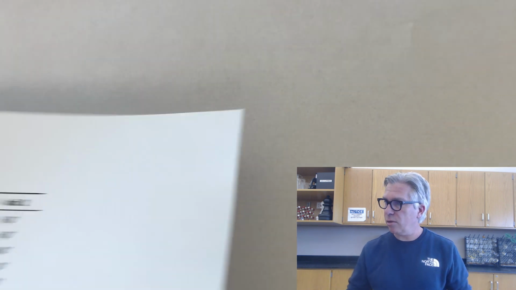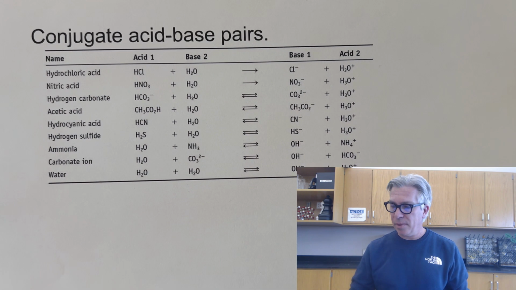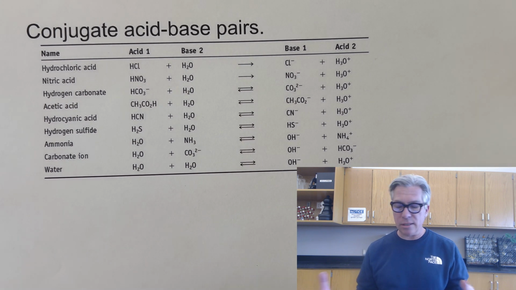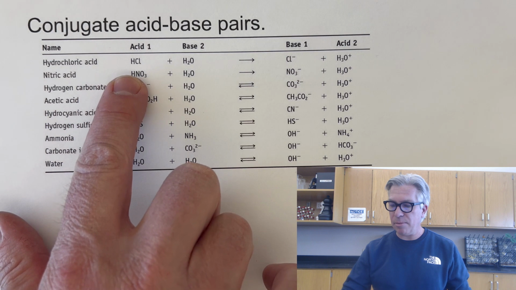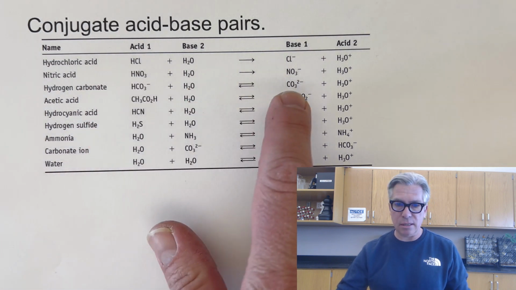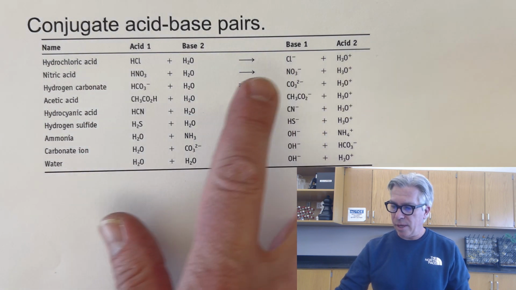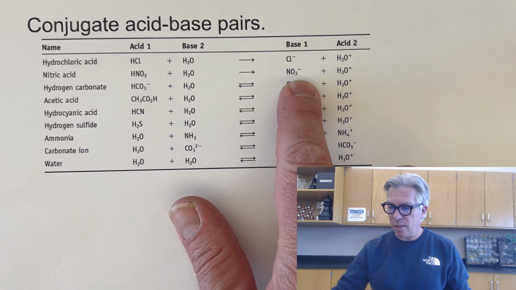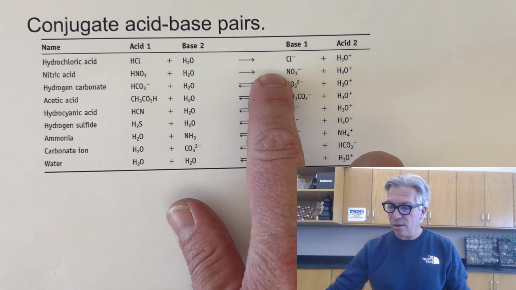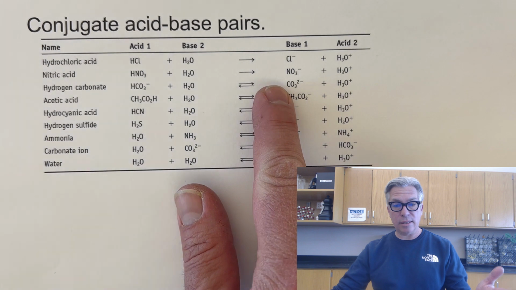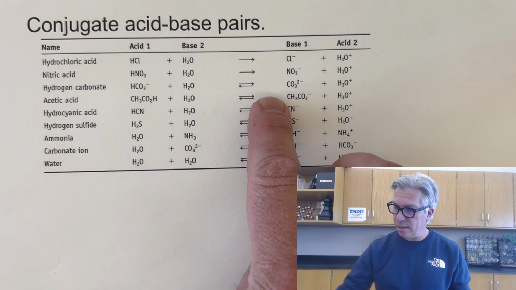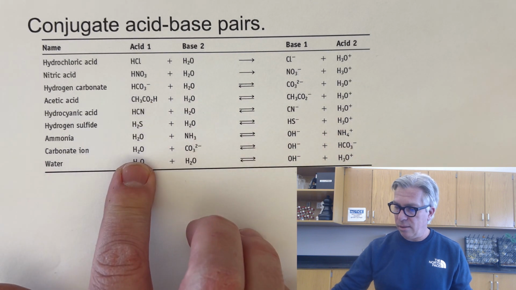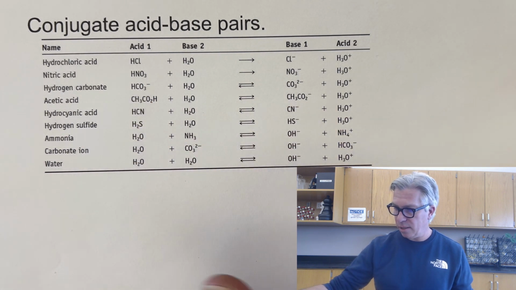Let's do this one first. So here's a table of conjugate acid-base pairs. And there's more than this. This is just kind of a bridge table. So if the acid, for example, is hydrochloric, its conjugate base is chloride ion. Nitric, its conjugate base is nitrate ion. Notice these are single arrows, not double arrows, because those are strong acids. They don't go to equilibrium, they just go all the way. The rest of these are weak acids, so you'll see their acid formulas and their conjugate base formulas.